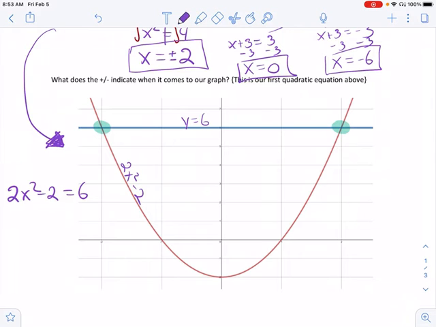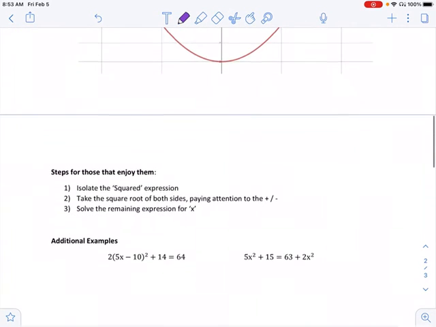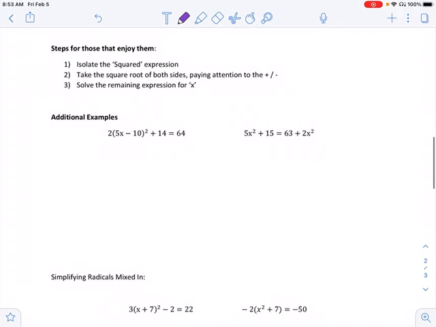All right, so let's do a few more examples like this. I did include some steps for folks that enjoy steps. So we're isolating the squared portion of the expression. Then we're going to take the square root of both sides and solve the remaining equations. I'm going to do this one on the left. This is what I'm trying to get by itself for right now. That 5x minus 10 squared is my squared portion. So I still have this plus 14 I need to deal with, and then I've got this multiply by 2 out there as well.